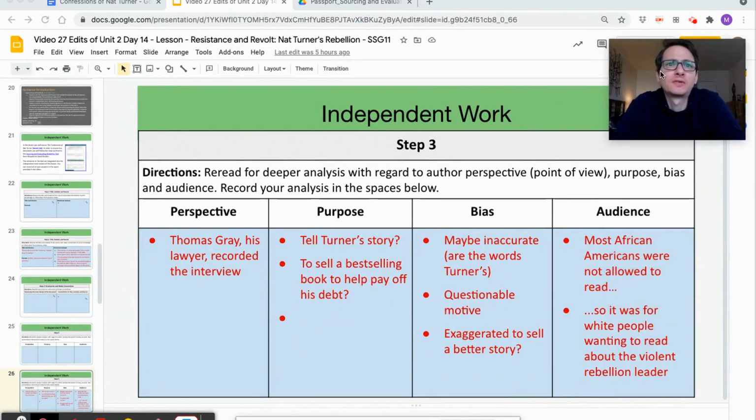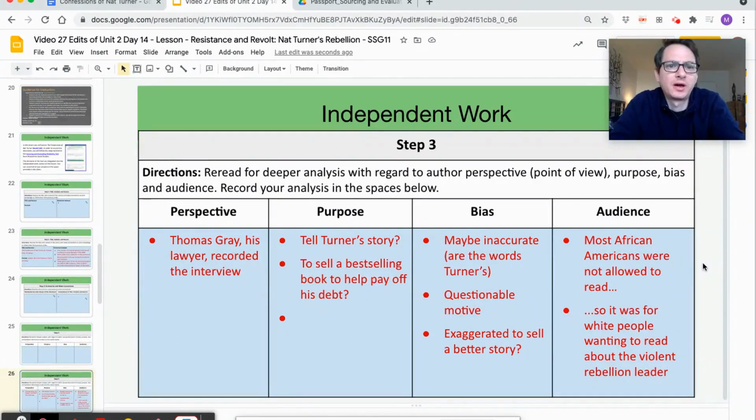For instance, I inferred that since this was a written source, and back then most African Americans were legally or socially prevented from being educated or learning to read, his audience was most likely white people. And as Turner's rebellion happened in the South, white Southerners might have been curious about the man who led this deadly revolt, along with his motives and the steps he took.